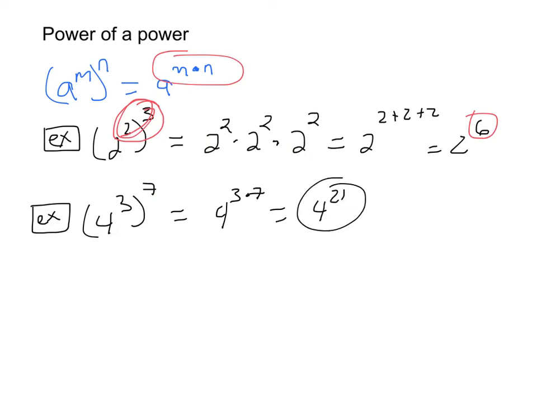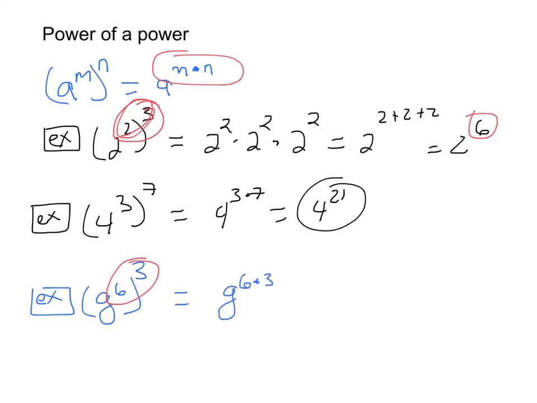Okay, so now using variables, if I had g to the 6th raised to the third power, I'm going to take the 6 and the 3, and I'm going to multiply them together. And so that's going to be g, all raised to the 6 times 3, and that's going to be g to the 18th. And that's our power of a power property.